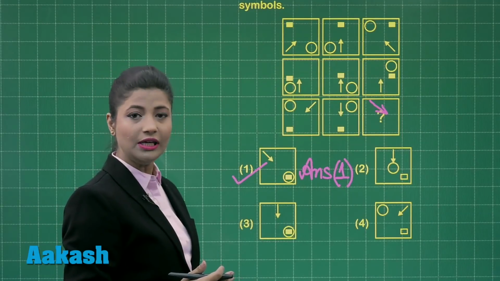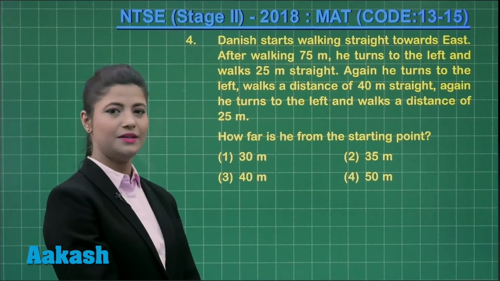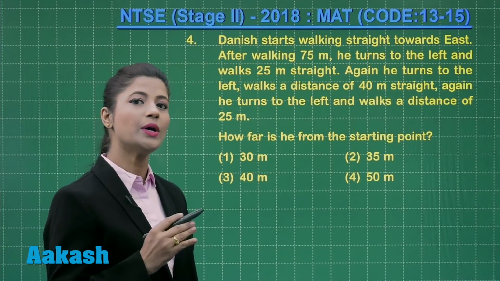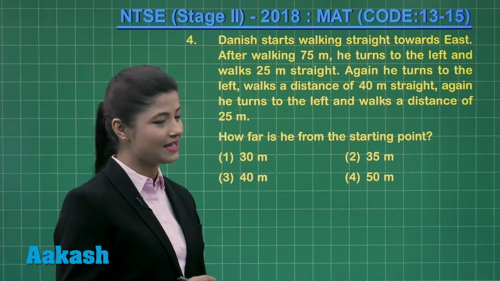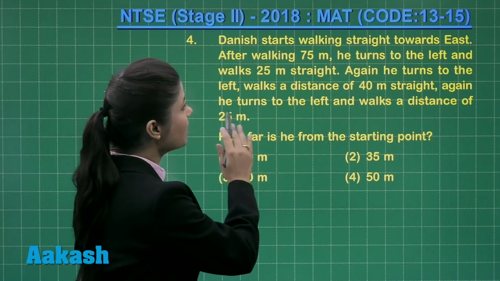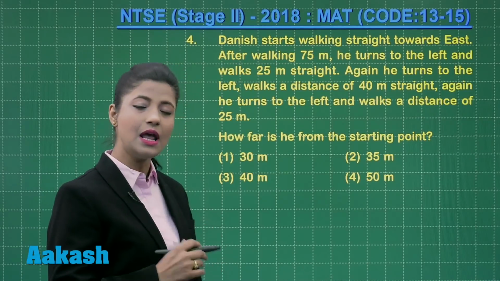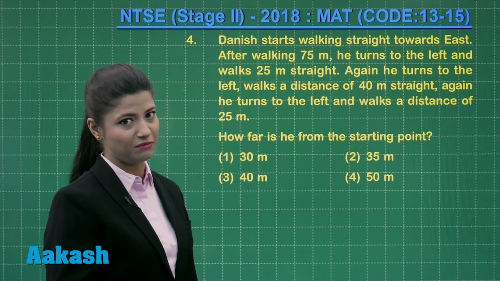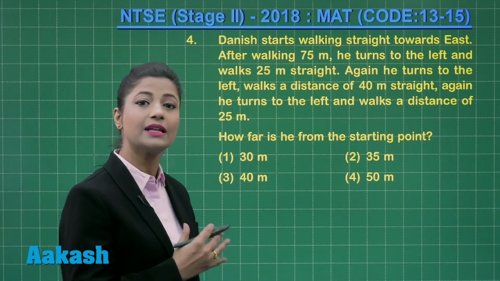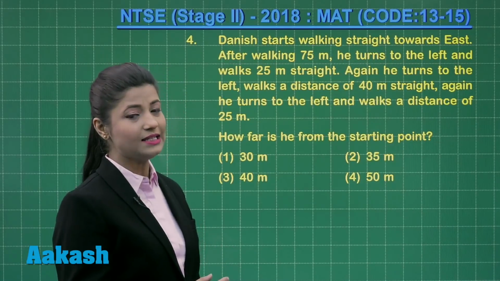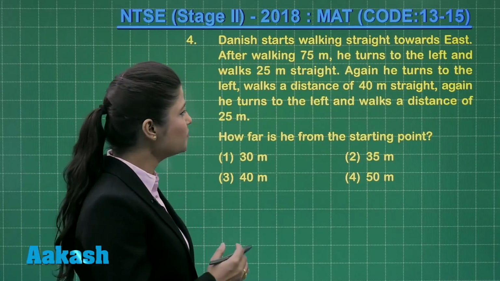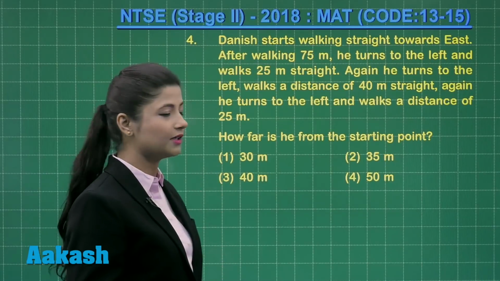Now let's move on to question number 4. This is a question related to direction sensing test. Here it states Danish starts walking towards east. After walking 75 meter, he takes left and then further he covers 25 meter. Again he takes left and covers 40 meter. After that he again takes left and covers the distance of 25 meter.